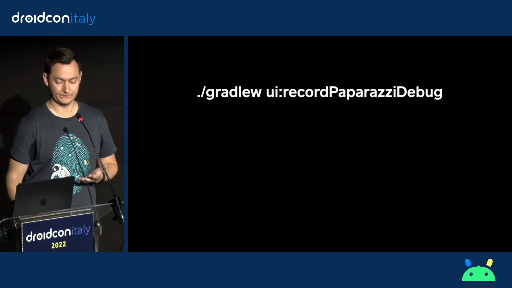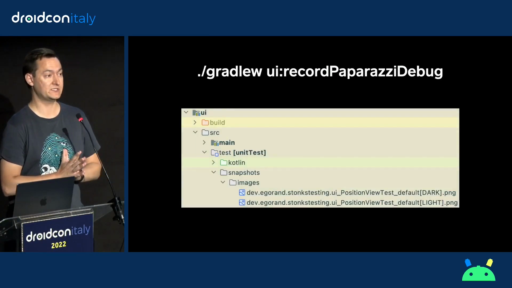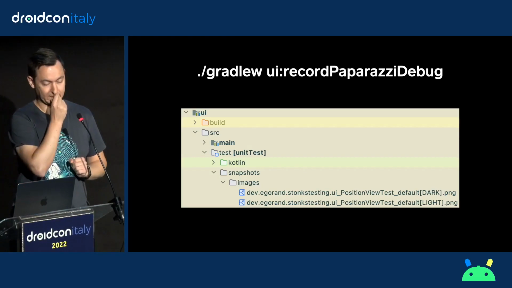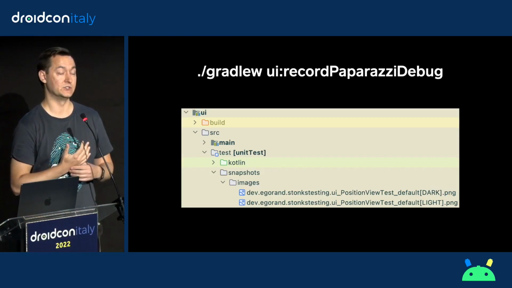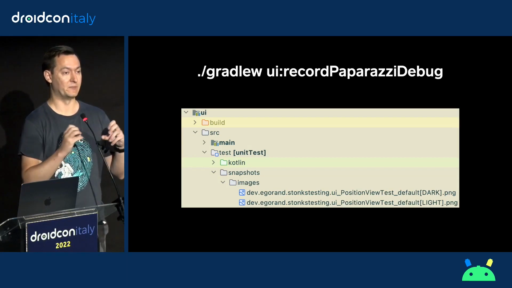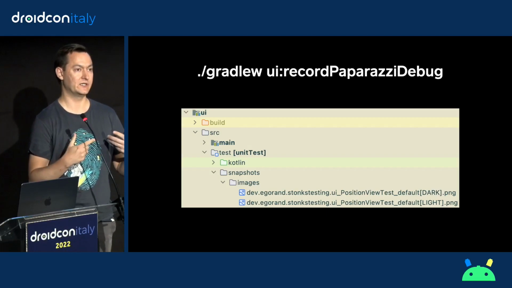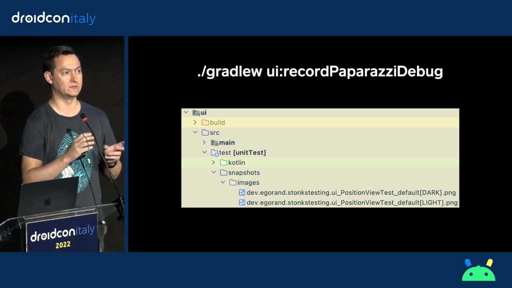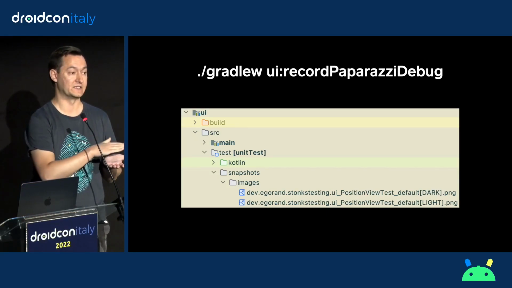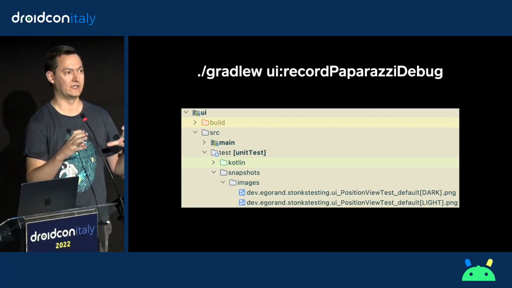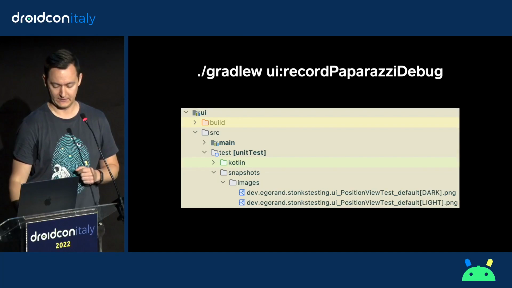And what it's going to do, it will create snapshots for your tests, and it will put them in a directory that you will check into Git. And those will be like the baseline for your tests. So essentially, every time you'll be iterating or reviewing, you're going to be running Paparazzi to compare it against this baseline. We call those baselines golden files because they kind of define what the view should actually look like.